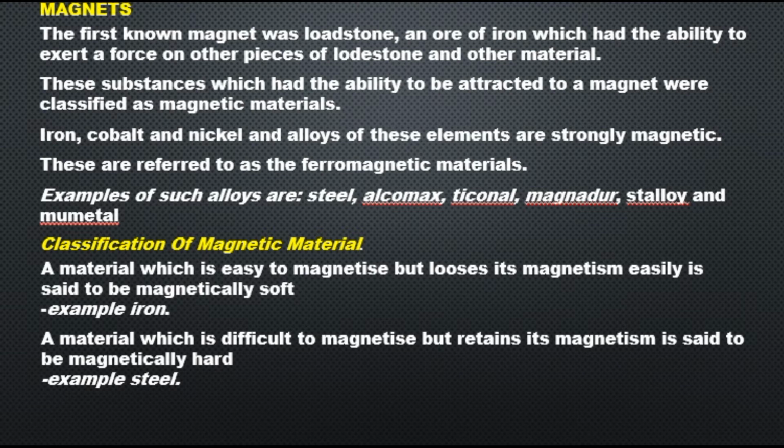Examples of such alloys are steel, alcomax, ticonal, magnetar, stalloid, and mumetal. Classifications of magnetic materials. A material which is easy to magnetize but loses its magnetism easily is said to be magnetically soft. Example, iron. A material which is difficult to magnetize but retains its magnetism is said to be magnetically hard. Example, steel.